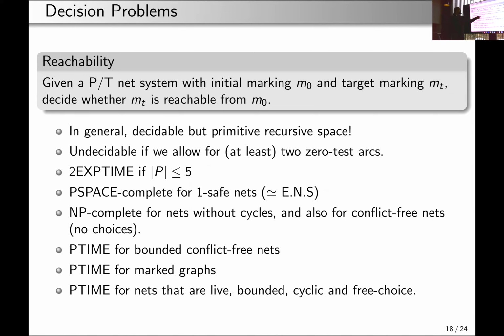A nice result is that if you limit the number of places to be at most 5, but then you have a bunch of transitions that can have wild effects, but only on 5 counters, then there are reduction techniques to 2-EXPTIME, which I find is pretty cool.